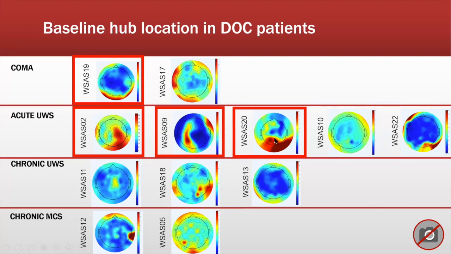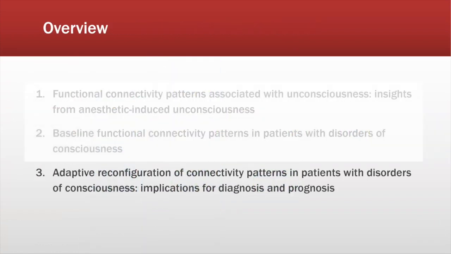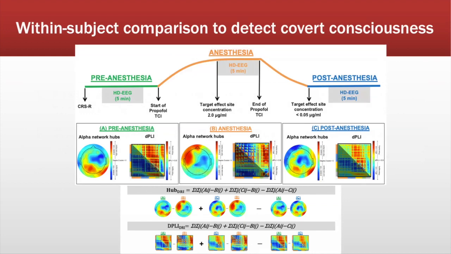So the same four patients recovered, and all four of them have posterior hubs, but so do some who did not recover, for example WSAS22 over here, which I'm highlighting with my mouse. So what I just showed you was that the baseline functional connectivity patterns alone are not useful for diagnosis or prognosis in this population, which sets the stage for the main message I want to share with you today. I want to show you a study that we conducted looking at the adaptive reconfiguration of these connectivity patterns in our patient population. So this was our study design.